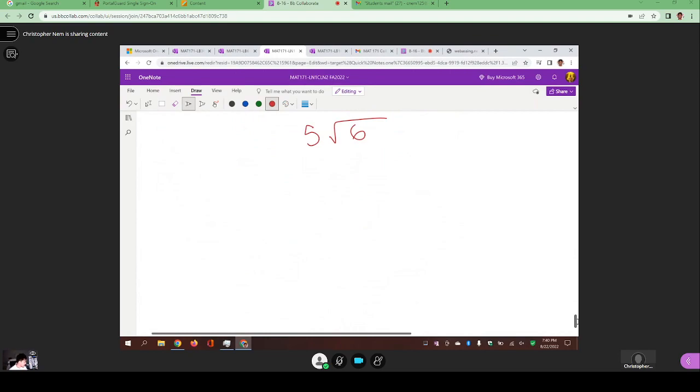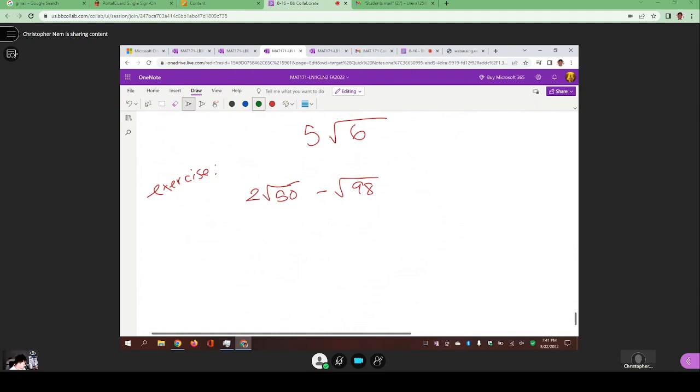So as a little exercise, you could try at home. I encourage you guys to try this one at home: 2 root 50 plus, let me do minus, I'm sorry, minus root 98. I encourage you guys to try that one out to see if you're confident in doing these operations.